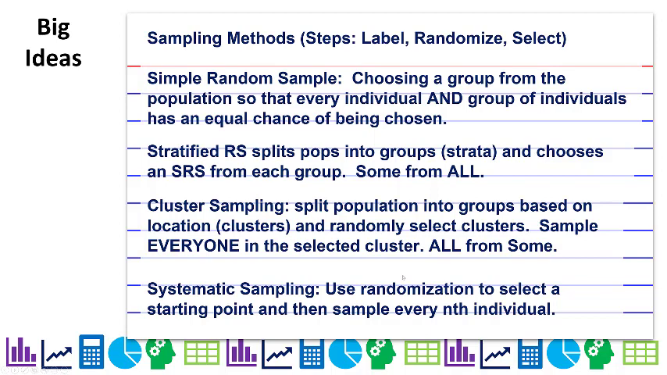And then finally, we have systematic random sampling, and that's using randomization to select a starting point and then sample every nth individual. This is great for individuals entering or exiting a location, or if you have people in line for something. Systematic sampling is a much easier method to use.